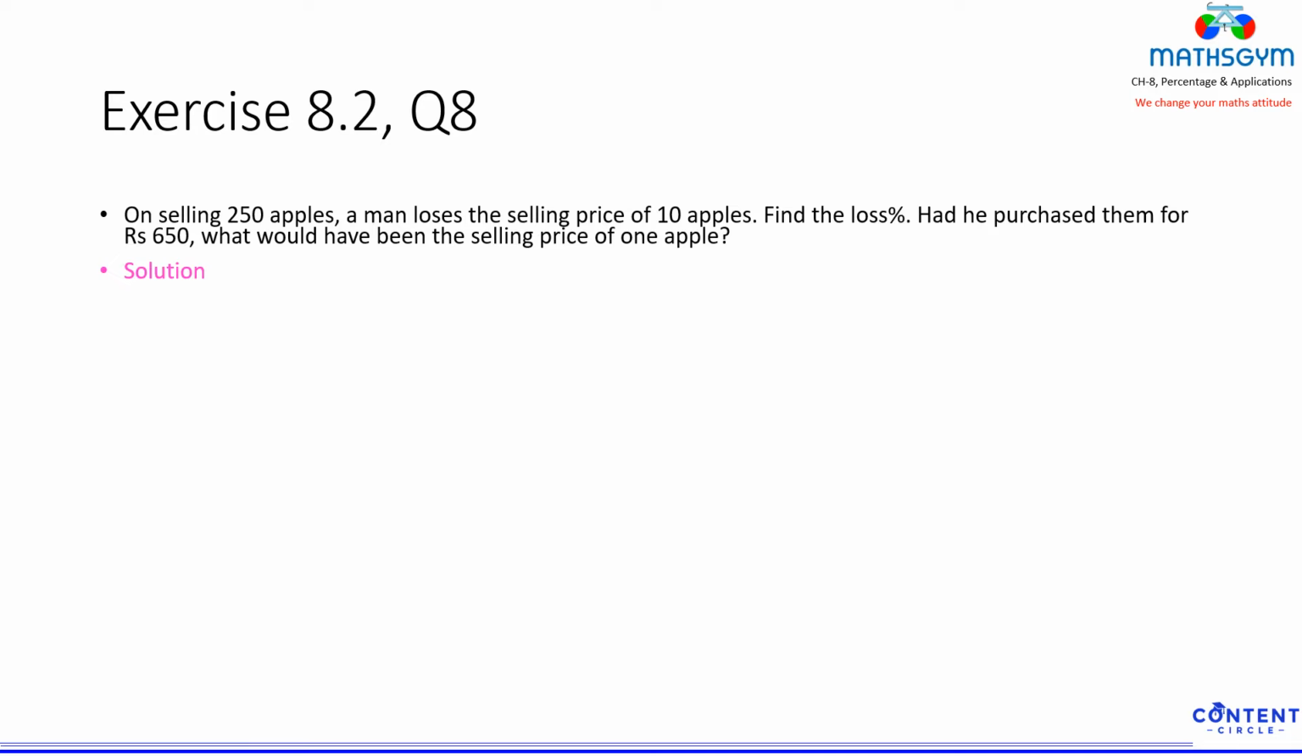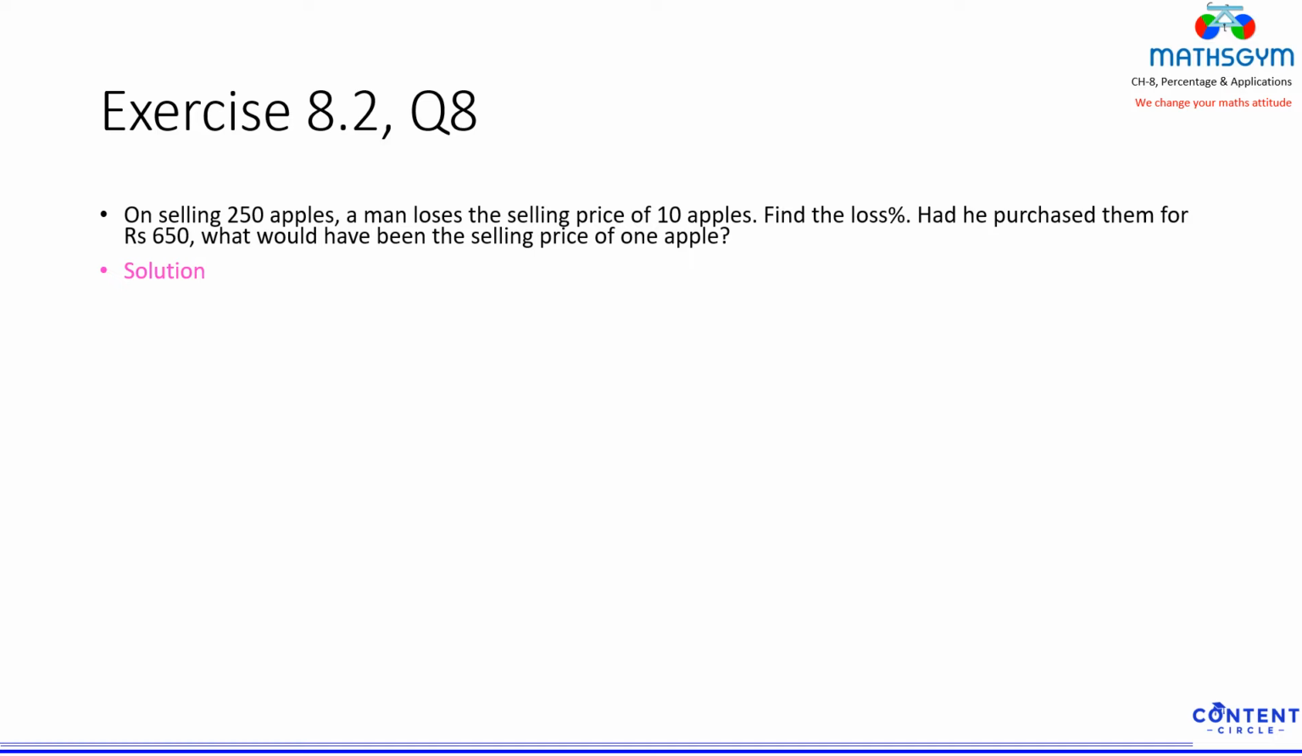The question is, on selling 250 apples, a man loses the selling price of 10 apples. Find the loss percent. That is the first part of the question. Second part says, had he purchased them for rupees 650, what would have been the selling price of one apple? So there are two parts to this question. First one, you have to find out what is the loss percent. One thing is sure, you are aware that in this entire transaction there is a loss.